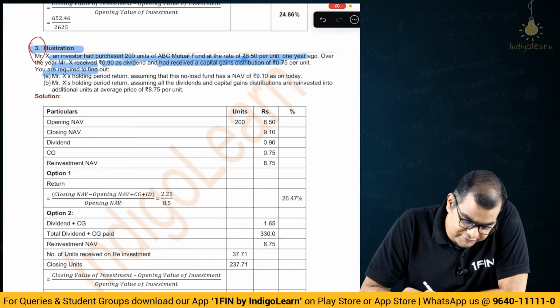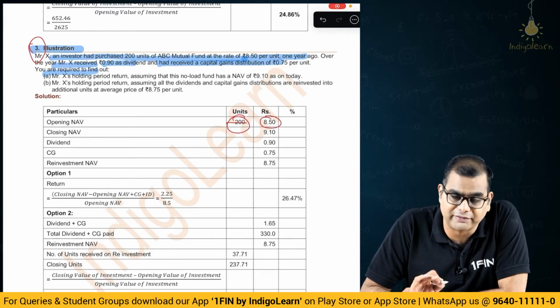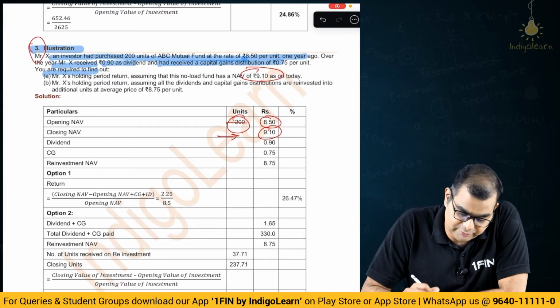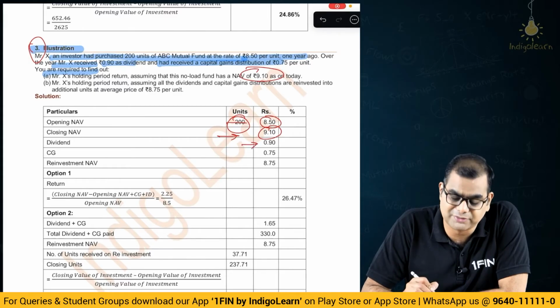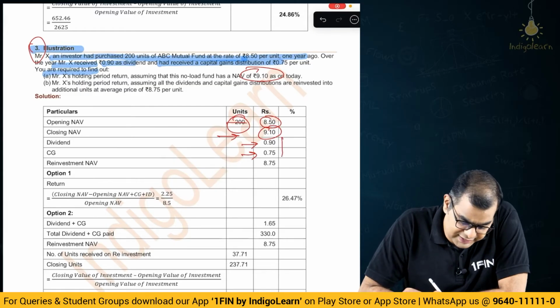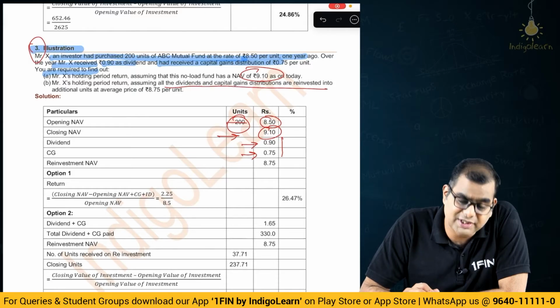So they have given that he has purchased 200 units at an NAV of 8.5. Closing NAV is also given as 9.1, so you write that 9.1. Dividend that has been paid is 0.9 and capital gain that has been paid is 0.75. So the total payment that has been made to them is 1.65. And they have said, assuming all dividends and capital gain distributions are reinvested at 8.75, so reinvestment NAV is 8.75.